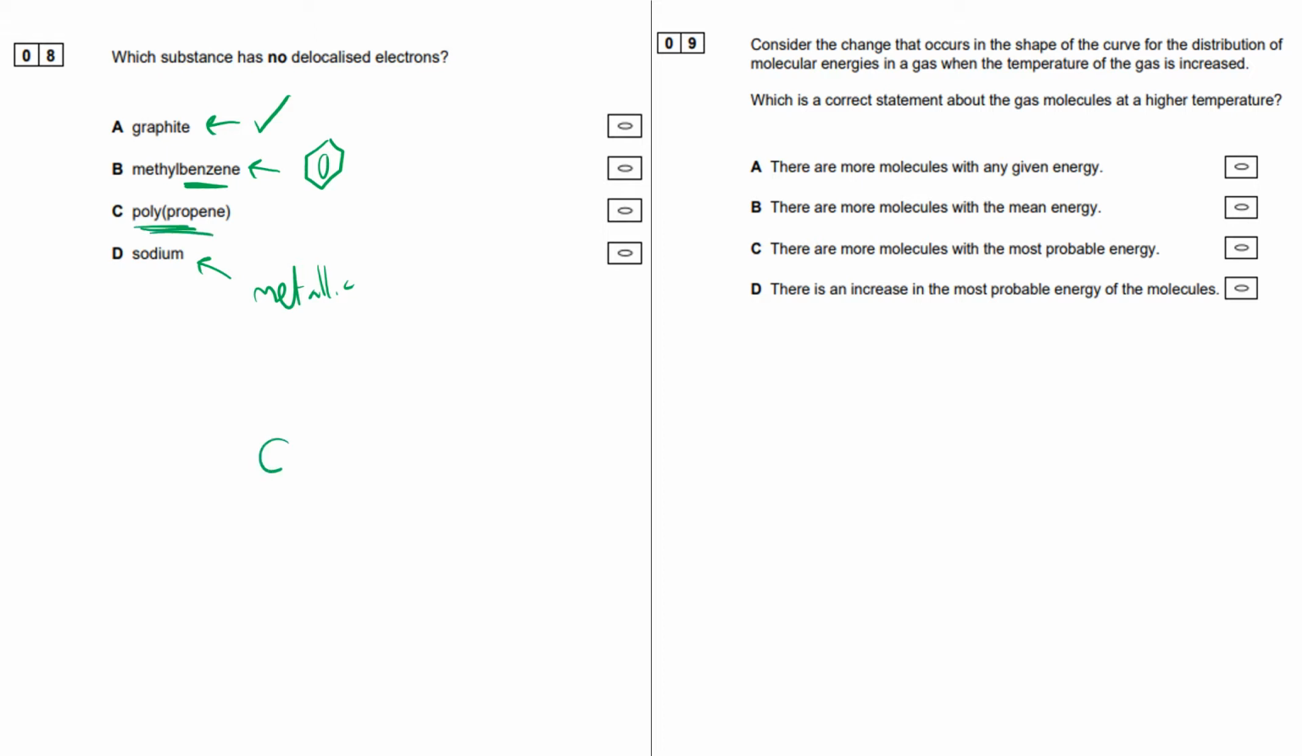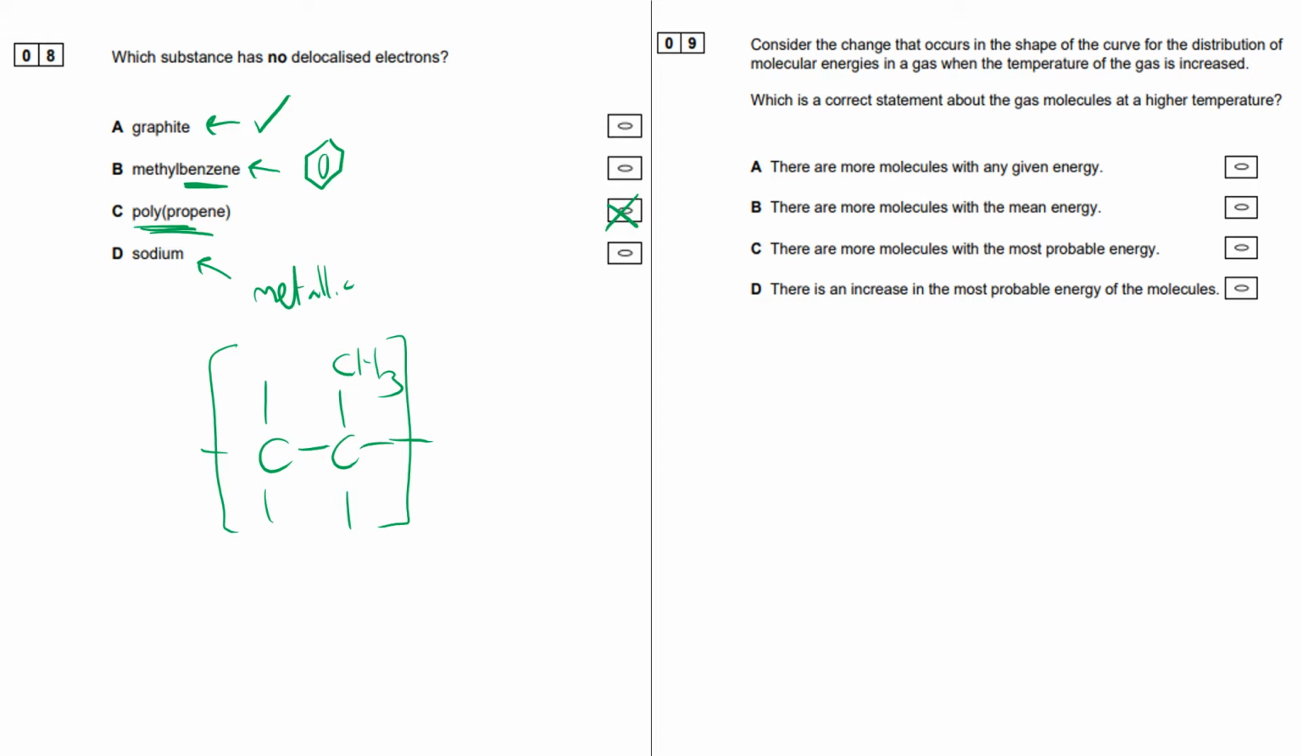Polypropene is made from propene. It's an addition polymer. There's just single carbon-carbon and carbon-hydrogen bonds there. And that's your repeat unit. So polypropene has no delocalized electrons.